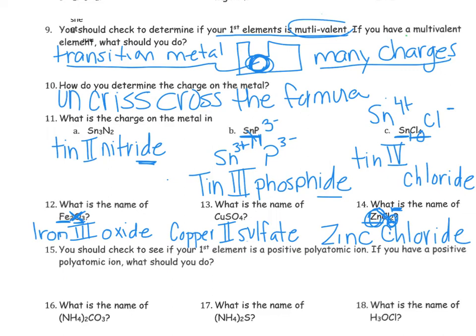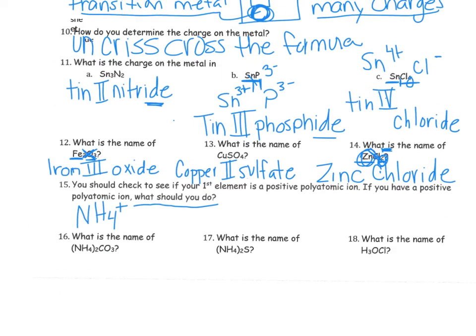Okay. You should check to see if your first element is a positive polyatomic ion. And if you have a positive polyatomic ion, what should you do? Your positive polyatomic ions are the ammonium ion, and the hydronium ion. And the hydronium ion is probably also on your sheet, and that is H3O. It's got a +1 charge. So both of these positive polyatomic ions have a +1 charge, and you have to be able to recognize them and pull their name directly off of that sheet.